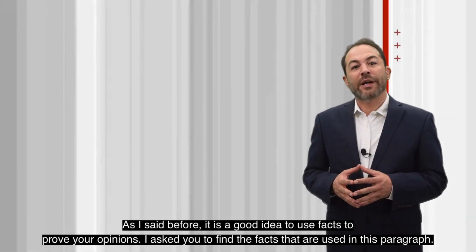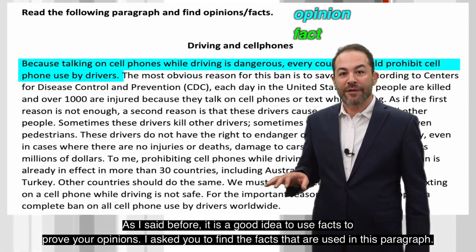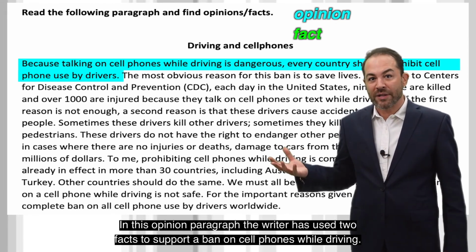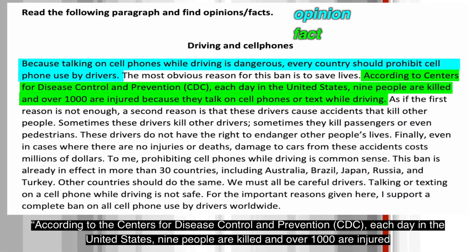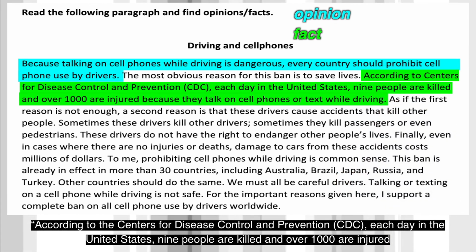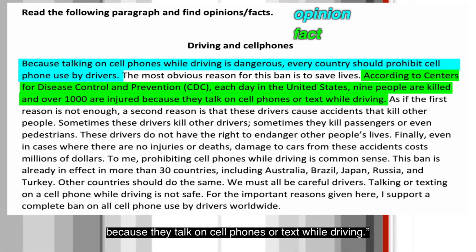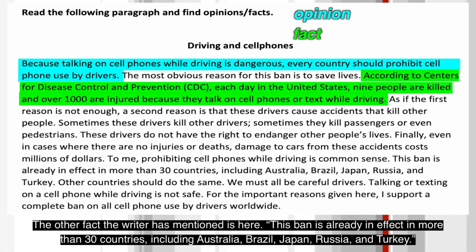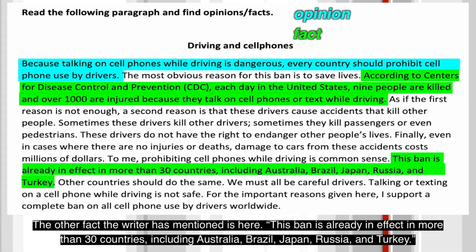As I said before, it is a good idea to use facts to prove your opinions. I asked you to find the facts that are used in this paragraph. In this opinion paragraph, the writer has used two facts to support a ban on cell phones while driving. One fact is this sentence. According to the Centers for Disease Control and Prevention, CDC, each day in the United States, 9 people are killed and over 1,000 are injured because they talk on cell phones or text while driving. The other fact the writer has mentioned is here. This ban is already in effect in more than 30 countries, including Australia, Brazil, Japan, Russia, and Turkey.